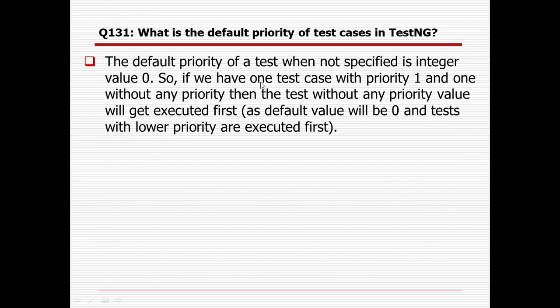So in case one test case has priority 1 and one is without priority, then the test without the priority value will get executed first because it has the default priority. Okay, and 0 is the lowest value, so execution goes in ascending order.